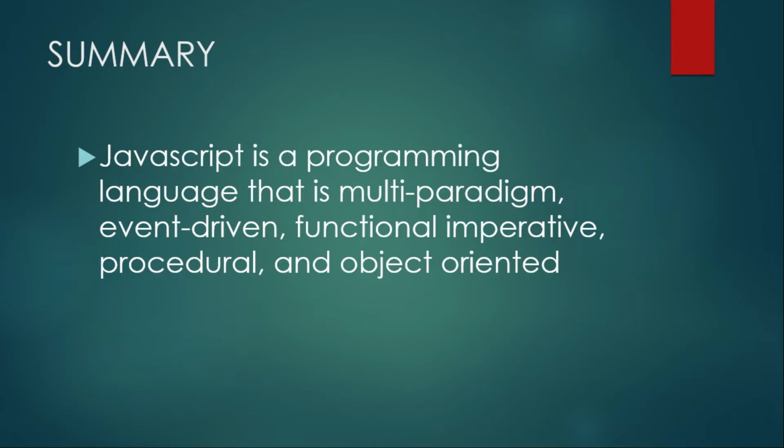Now, in summary, JavaScript is a programming language that is multi-paradigm, event-driven, functional, imperative, procedural, and object-oriented. This is a sum of all JavaScript does for us. We see that it is multi-paradigm in the sense of what I just explained. That is, it's used to build front end, it is used to build back end, and now used to build databases. Now, it is event-driven.